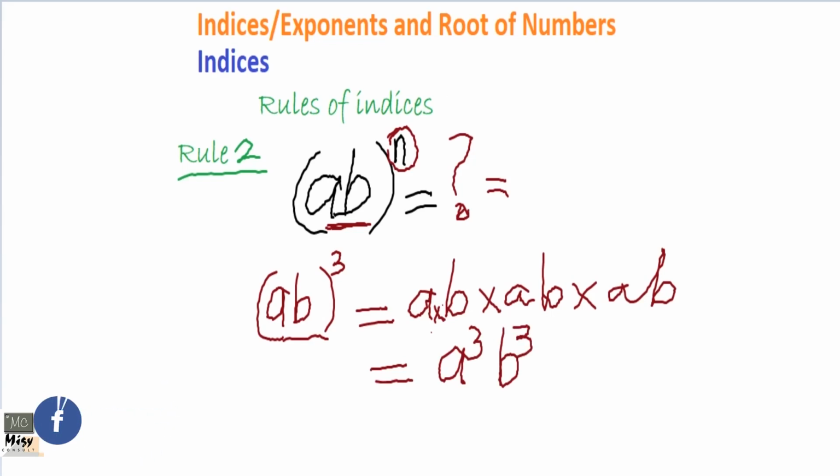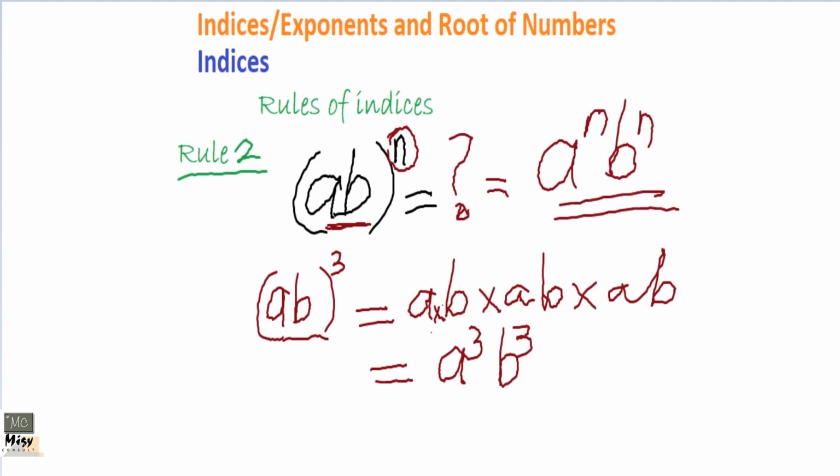So this is supposed to give you A raised to the power n, B raised to the power n. The 3 is distributed on top of the factors inside the bracket. So you are breaking it down.